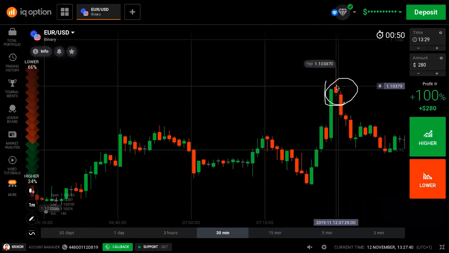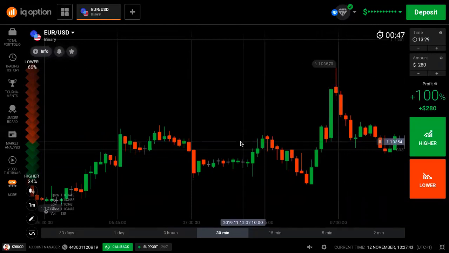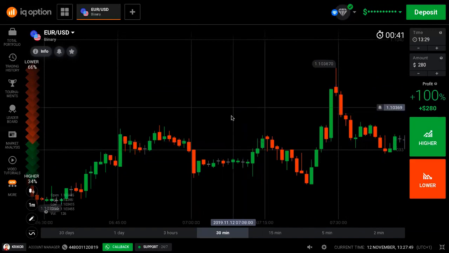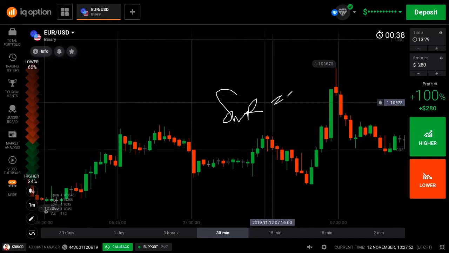So doji is an indecision candle. And when you see a doji at SNR level, it's a reversal. But that is a basic class. In the advanced class, I will tell you what to do. Doji at an SNR area is a reversal. Doji in the middle of the trend is a trend continuation.